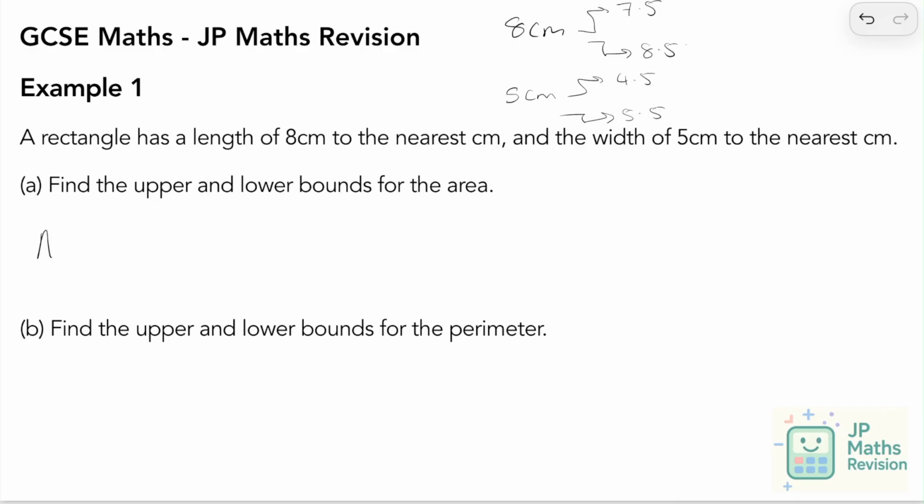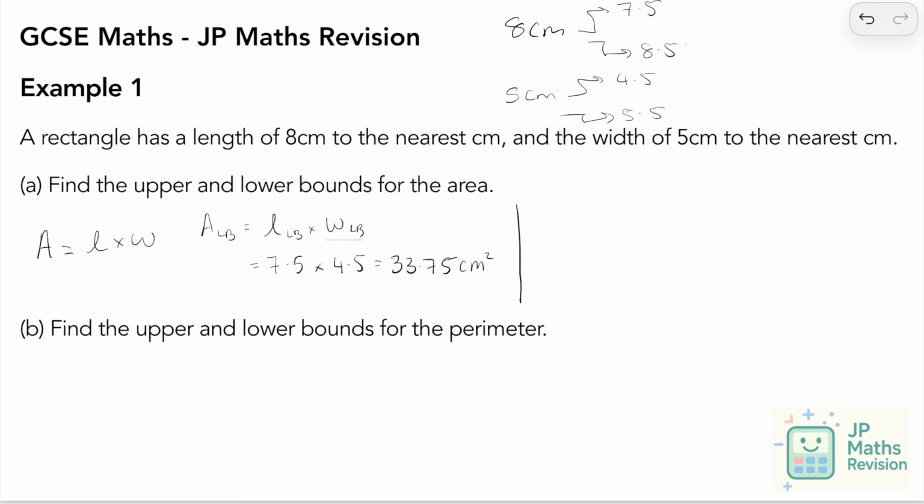So the area of a rectangle is length times width. So to find the lower bound, I'm going to do the lower bound of the length times the lower bound of the width. So it's going to be 7.5 times 4.5, and that is going to be 33.75. And the units for that are centimetres squared.